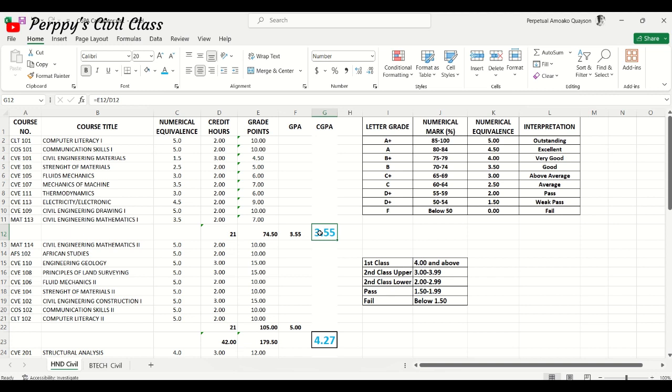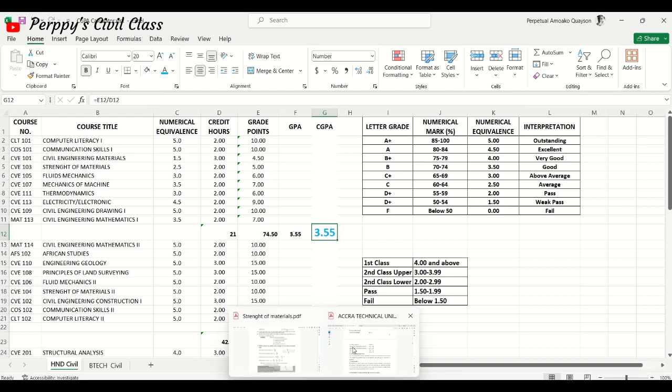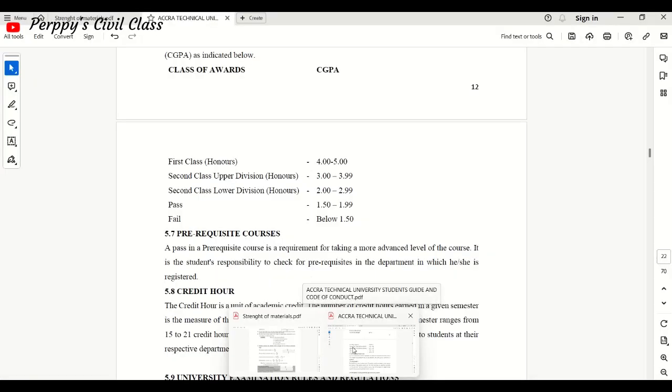You started with a CGPA of 5. Okay, when you come to school at your first semester, you have a 5.0 GPA and a 5.0 CGPA, your cumulative GPA. So you have the chance to play around it to graduate with a first class or a second class upper. Now, in your first semester, because you didn't perform well in some of the courses, we ended up in a 3.55 CGPA and a GPA. So from our students guide, meaning you have moved from the first class to second class upper in your first semester.